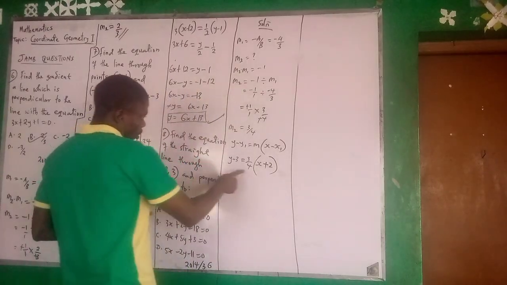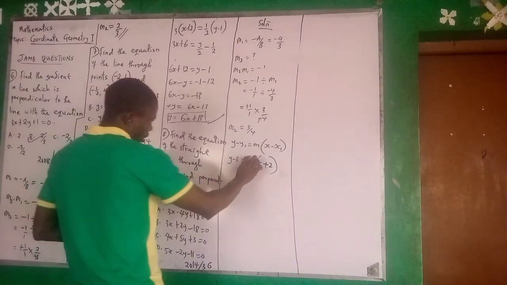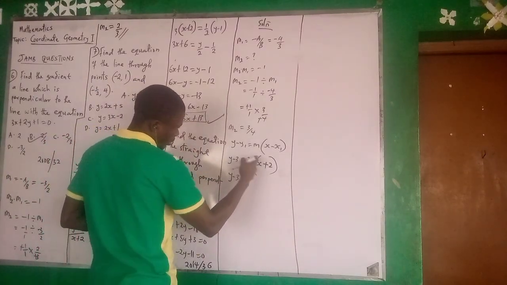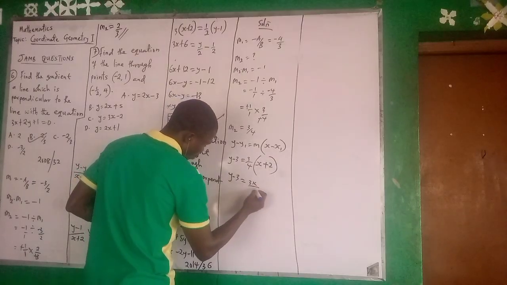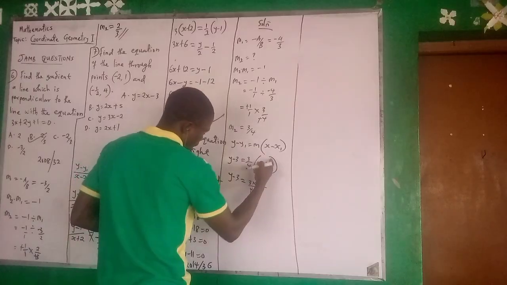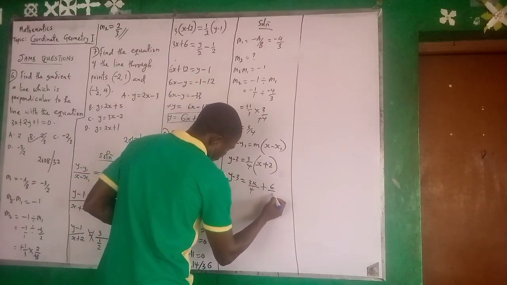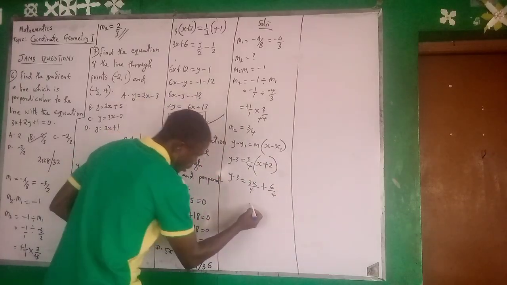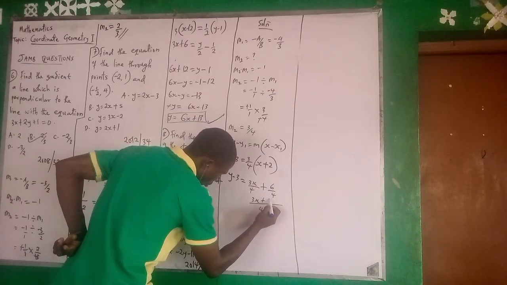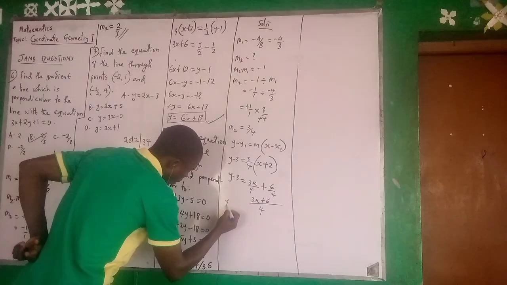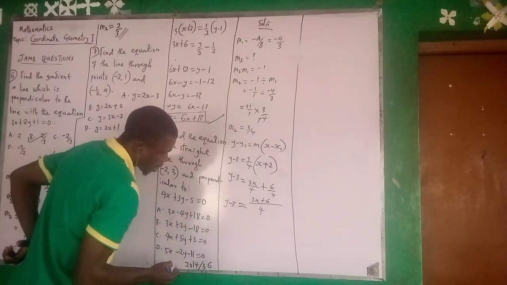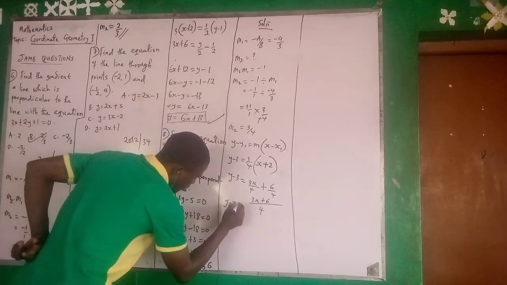Next thing, use this to open the bracket. So we have y minus 3 equals 3 times x, which is 3x over 4, plus 3 times 2, which is 6 over 4. Do you follow me now? The LCM is 4. Add up: 3x plus 6, right? That is y minus 3 equals this. Do you follow me now? Yes.